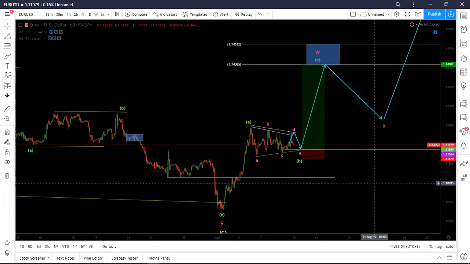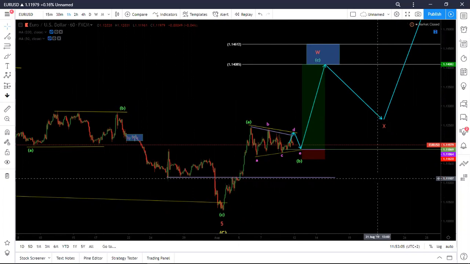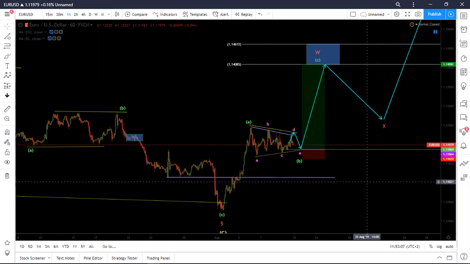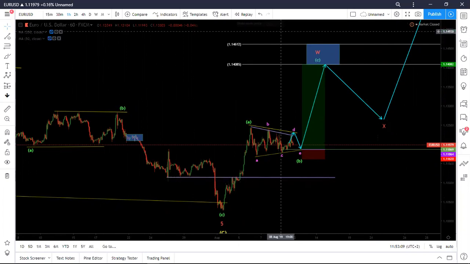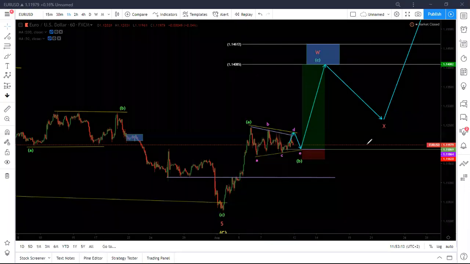Right in front of me, I am viewing the Euro US dollar. You can see Euro US dollar is about to trigger our entry. The reason why I have Euro US dollar in front of me is because I want to discuss something about Euro US dollar.